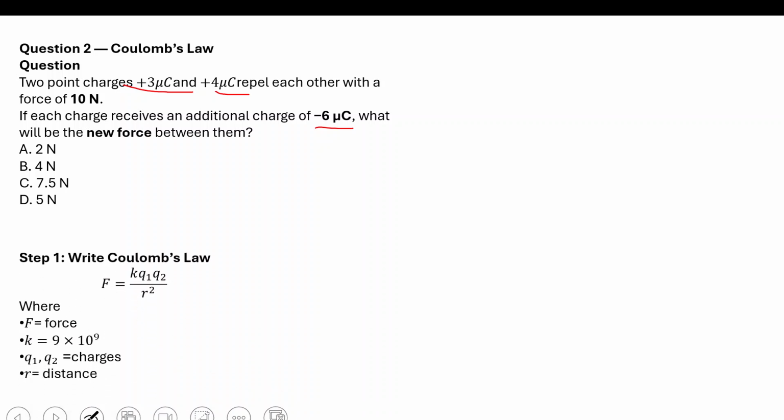We're going to be writing the Coulomb law. The Coulomb law says that the force of attraction F is directly proportional to the product of the charges and inversely proportional to the square of the distance separating the two charges. So F in this equation is force, K is a constant known as 9 times 10 raised to the power 9, and Q1, Q2 are charges, and R is the separation distance.